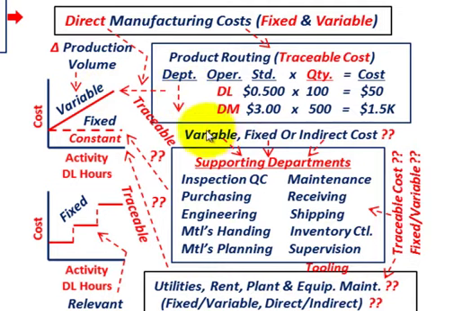So now the next thing that we have to understand here is, in order to run this plant, we're going to have a lot of supporting departments within the plant. And just to understand what they might be: inspection, quality control, maintenance, purchasing, receiving, engineering, shipping, materials handling, inventory control, materials planning, and supervision. So the question is, all these different departments that are supporting that product or those products within the plant, you have to ask, are they variable, or do they have a variable and fixed component that is related to the direct manufacturing, or are they indirect costs?